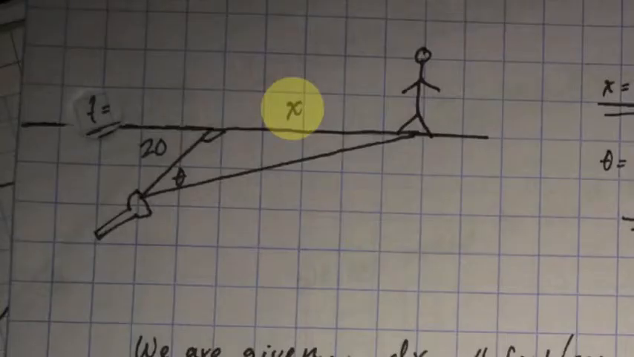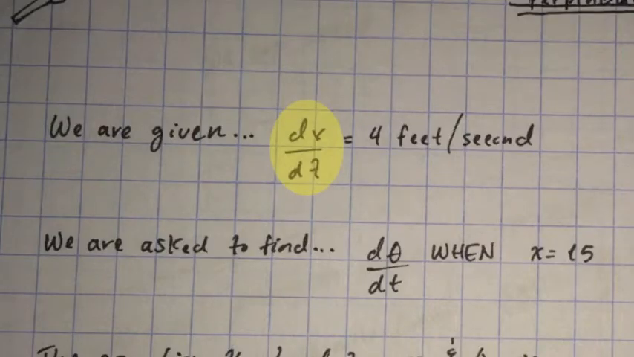A man walks along a straight path at a speed of 4 feet per second. A searchlight is located on the ground, 20 feet from the path, and is kept focused on the man. At what rate is the searchlight rotating when the man is 15 feet from the point on the path closest to the searchlight? As you can see from the visual of the problem, x is the distance from the man to the point, and theta is the angle between the beam of the searchlight and the perpendicular to the point. We are given that the derivative of x with respect to time equals 4 feet per second. However, we are asked to find the derivative of the angle theta with respect to time when x equals 15.